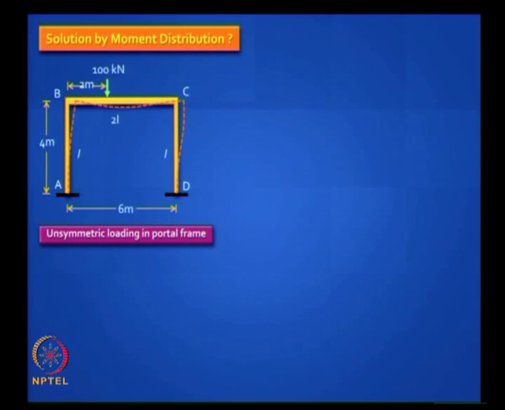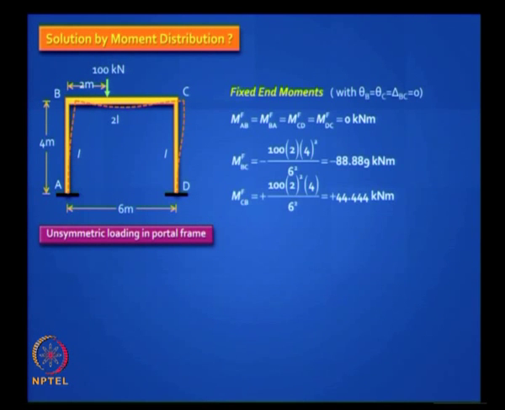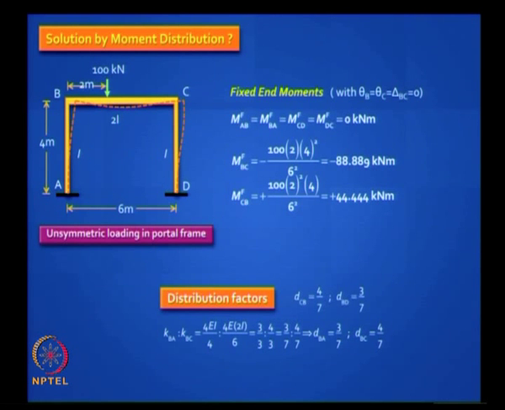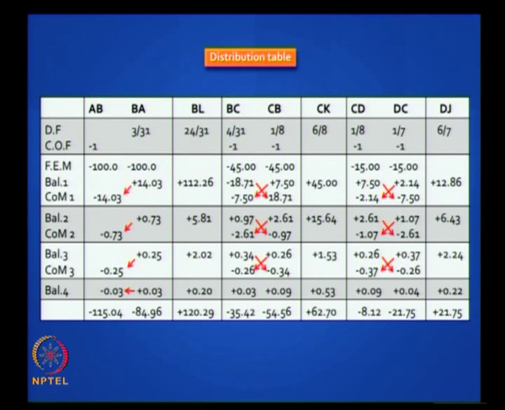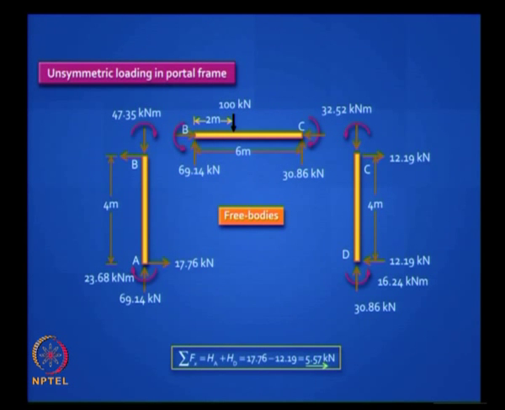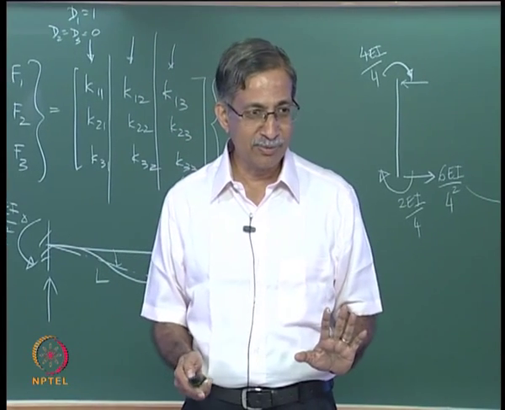As I said, don't attempt this by moment distribution, but if by chance you did, you get the same fixed end moments, you get the distribution factors, you draw the table, you get some values, but the problem is you will not satisfy equilibrium, and you can check it out. You will find that the horizontal reactions don't match. There is a balance and you need to analyze the frame for that lateral load. So let us not do the moment distribution method when there is sway.